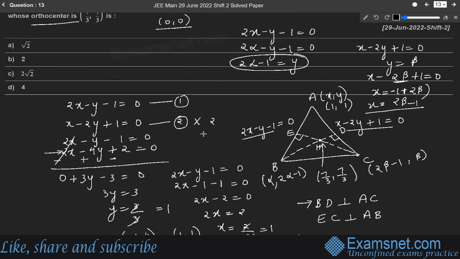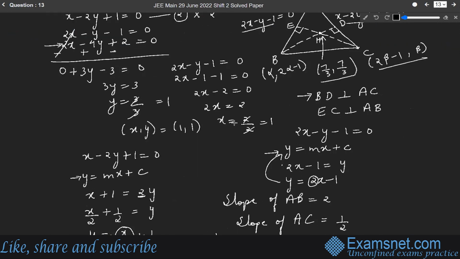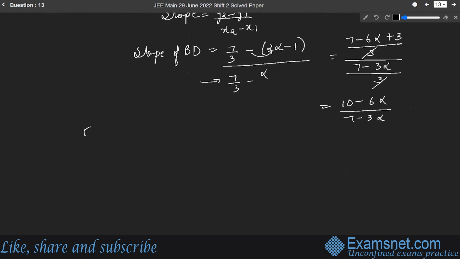Now let us find the slope of the other altitude. The other altitude is EC. On the altitude EC, we have the coordinates for C, and again we have the orthocenter H, which also lies on EC, right? So by using both these points, we can find the slope for EC. For EC we have two coordinates: the coordinates of C, which are 2 beta minus 1 and beta, and the orthocenter, which is 7 by 3 comma 7 by 3.